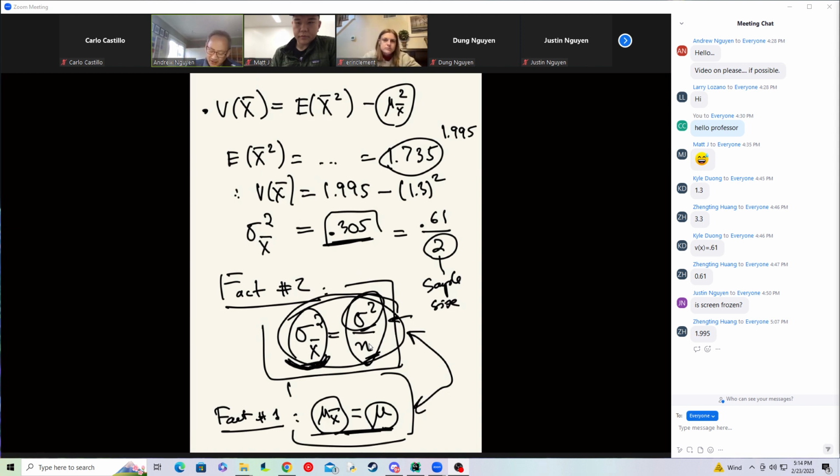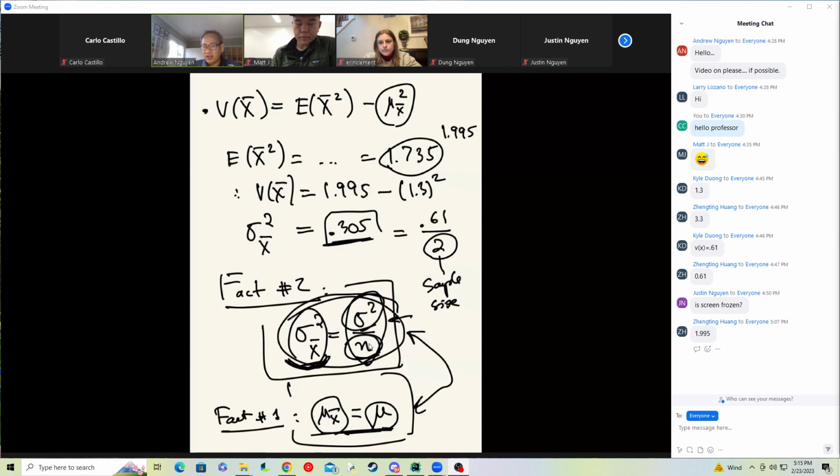And this fact is telling me that, hey, if I want more precision, I need to increase the sample size, right? The larger the sample size, the smaller the fluctuation, the higher the precision. That's what fact number 2 is telling me. Is that okay, guys? So that's what we learned from this basic example, all right?